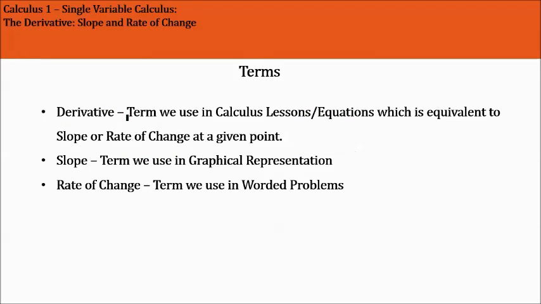So here in basic calculus, we will be hearing terms like derivative, slope, and rate of change. As a matter of fact, derivative, slope, and rate of change are the same. Derivative is the term in calculus lessons or equations, which is equivalent to slope or rate of change at a given point, while rate of change is the term used in worded problems. We just use different terms for different scenarios.